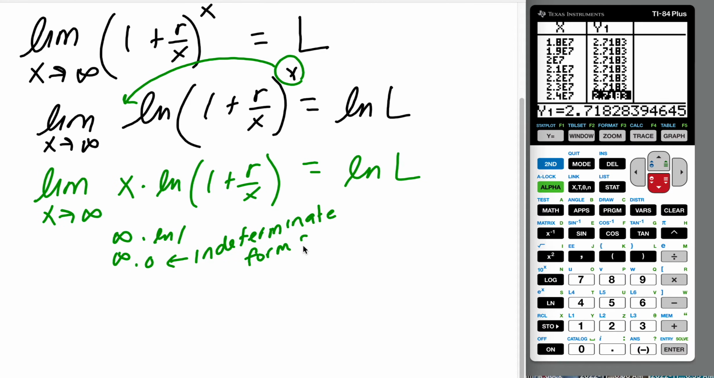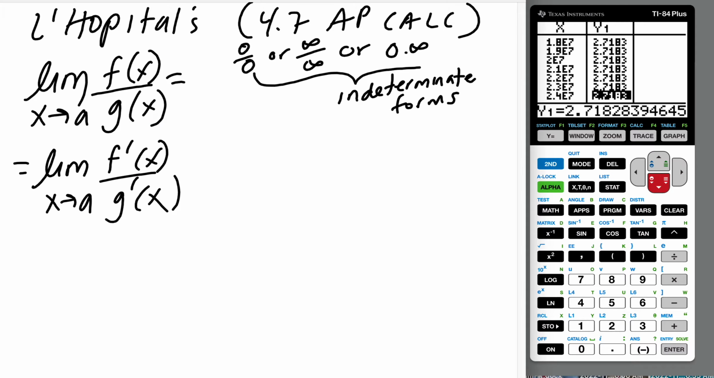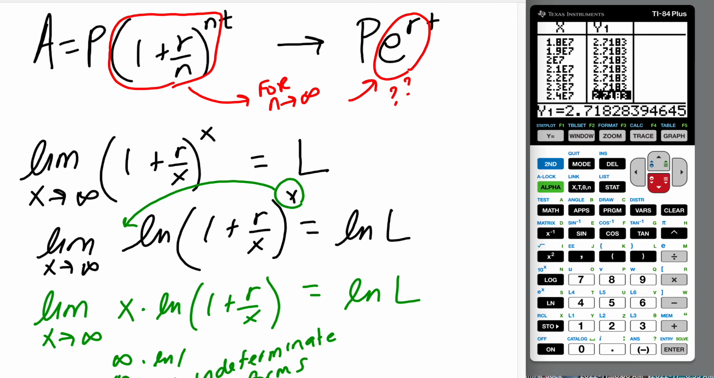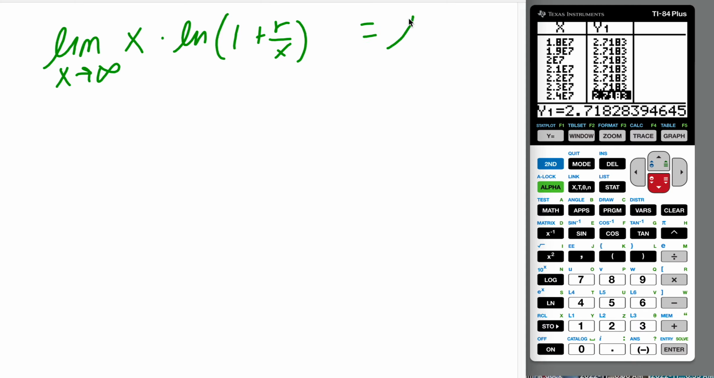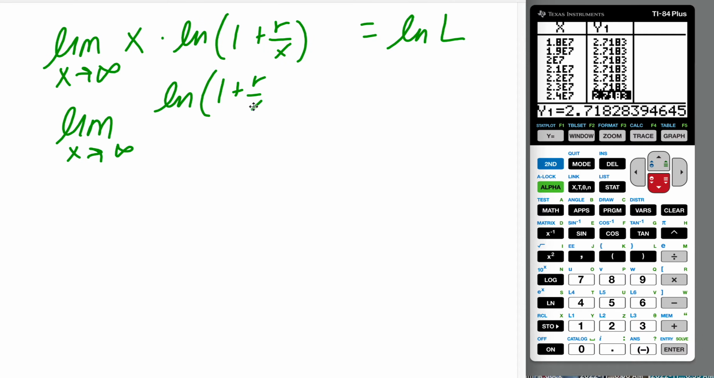But in order to do L'Hopital's, you'll notice that I need to have a function over another function. So I'm going to rewrite this limit as x approaches infinity of x times the natural log of 1 plus r over x, which, as you'll recall, is equal to the natural log of L. I'm going to rewrite this as a limit as x approaches infinity of the natural log of this stuff, and instead of multiplying by x, I'm going to divide by 1 over x, because that would be the same thing.